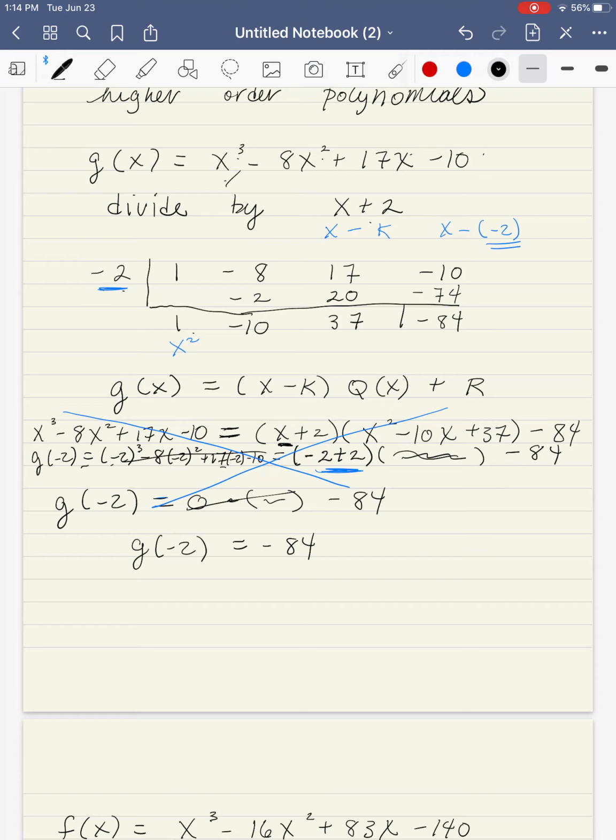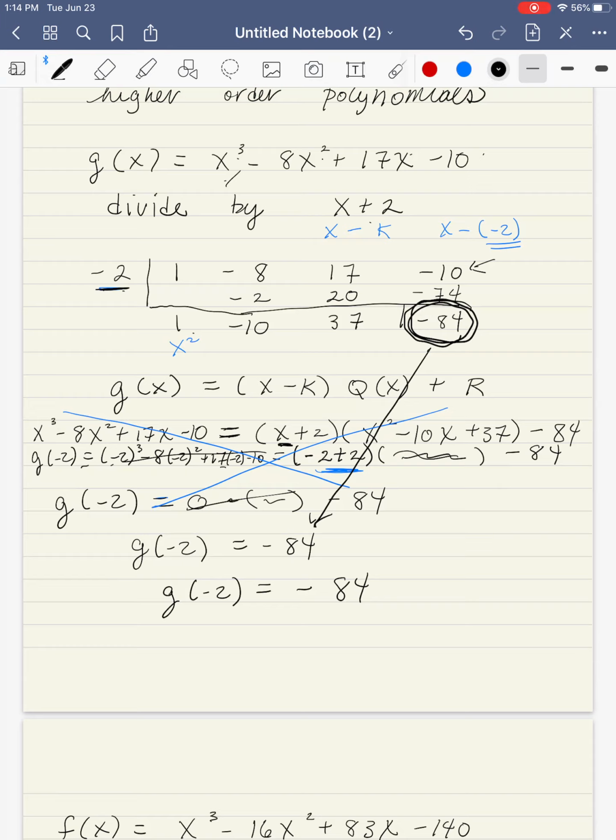So I didn't really have to do all of that work. As soon as I knew that I was doing synthetic division with negative 2, I immediately know that g of negative 2, if this is representing g, is going to be my remainder every time.